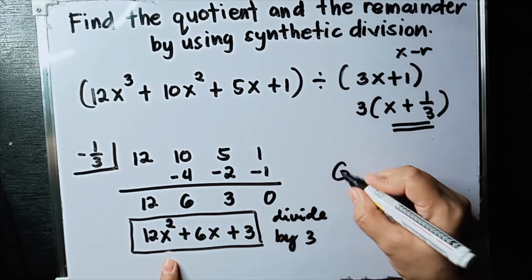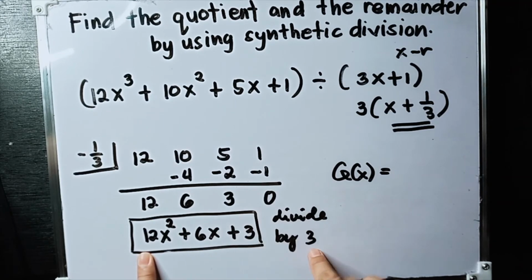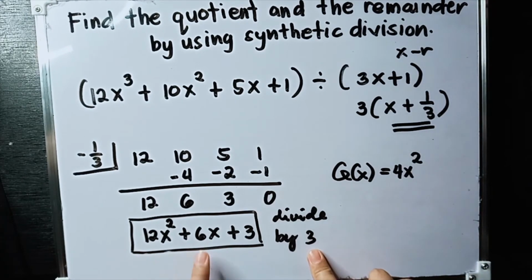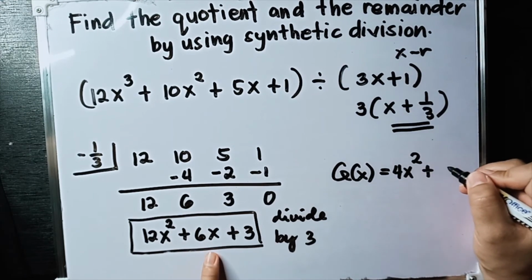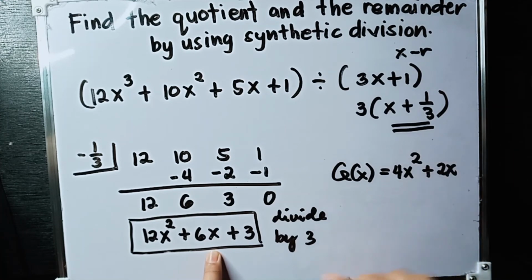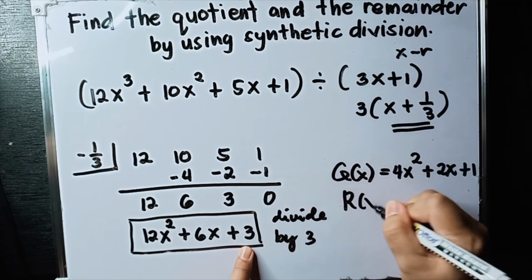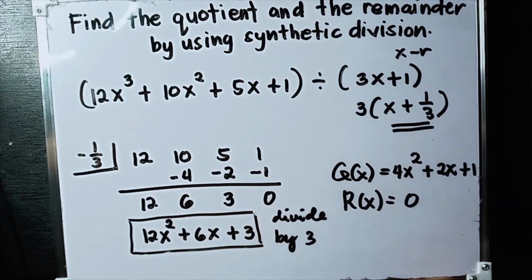Our quotient, q of x: 12x squared divided by 3 is 4x squared. 6x divided by 3 is positive 2x. 3 divided by 3 is positive 1. Since our remainder is 0, the remainder is 0. So that's it.